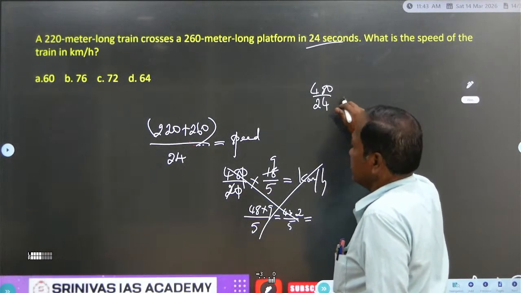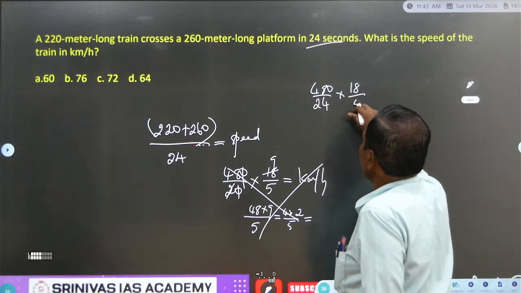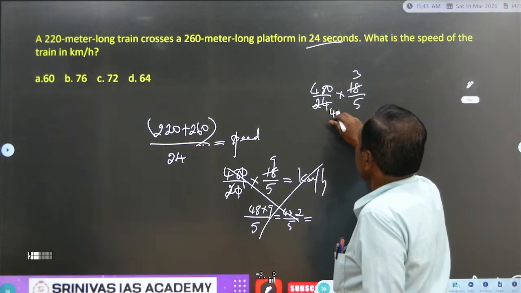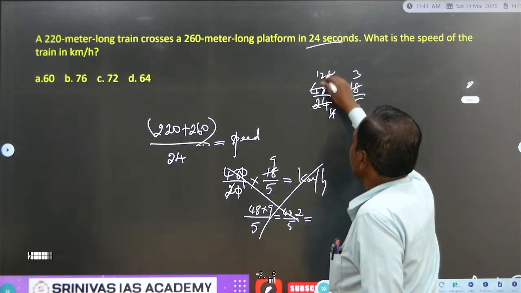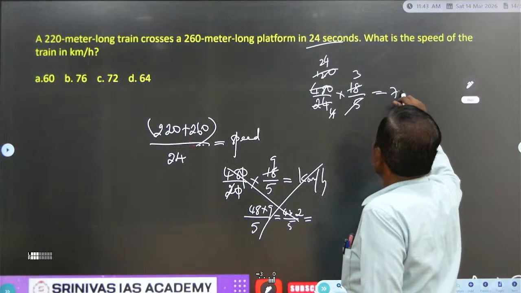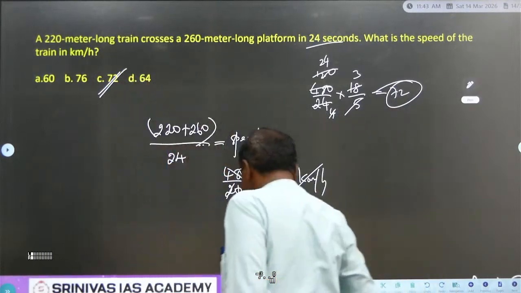That is very easy. Into 18 by 5. Now it simplifies. 6 3s are 18, 6 4s are 24, and this also can be simplified. 72. Option C. Yes.